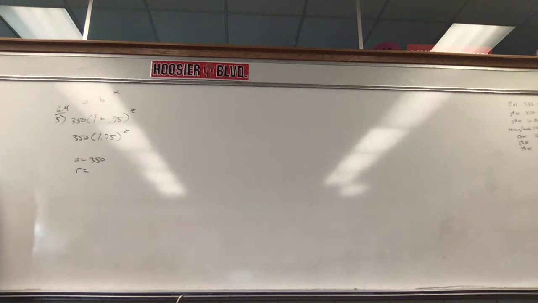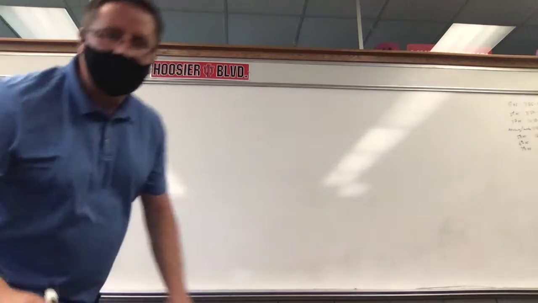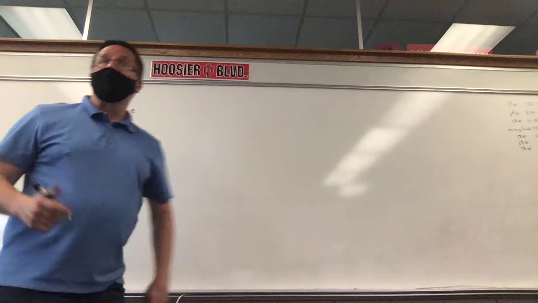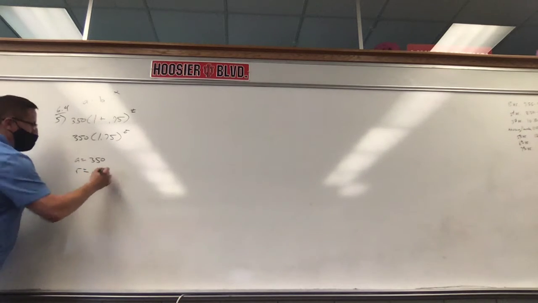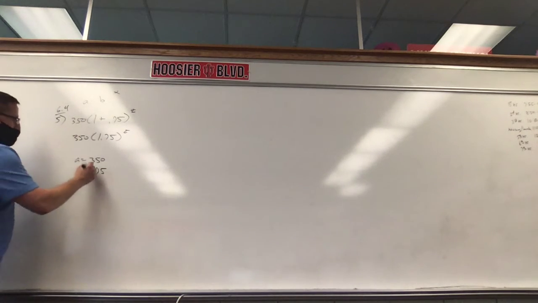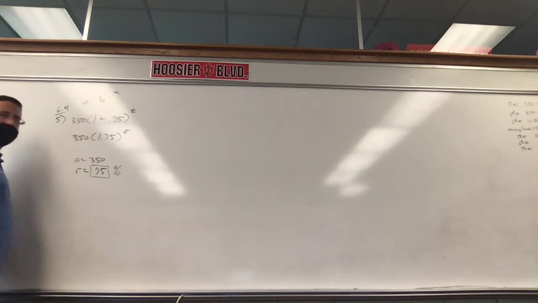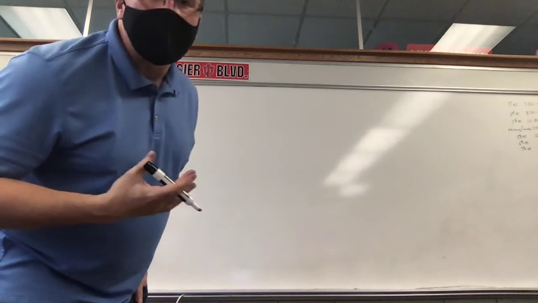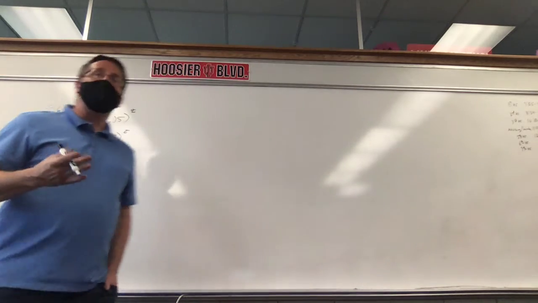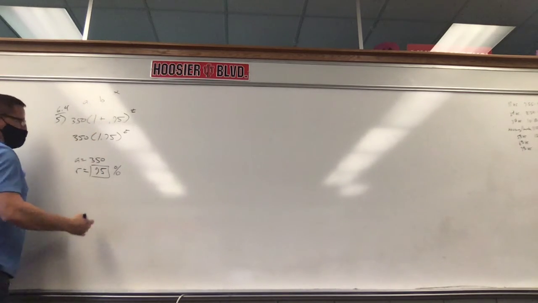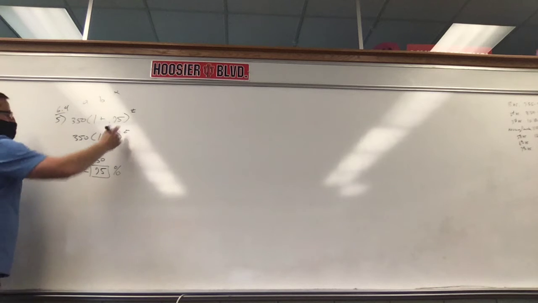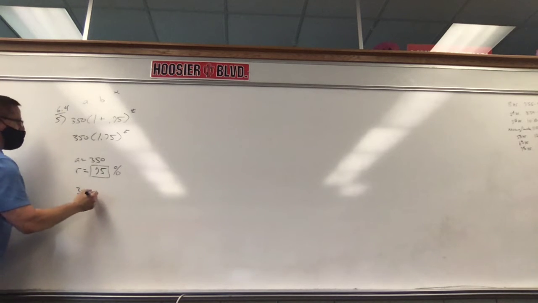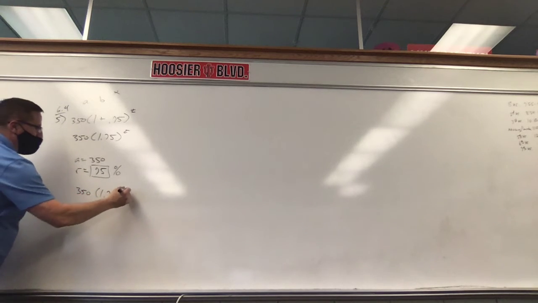Again, it always starts with 100%. It's changing by 75%. Do they want 0.75? They want it as a percent, so it's just 75. The way you'll know is it says R equals box, and next to the box it has a percent symbol. So it's 75%. Then the last thing is they want to know how much money you're going to have when t is 5, so we plug in 5: 350 times 1.75 to the fifth.